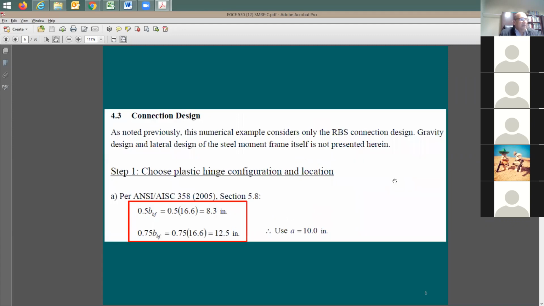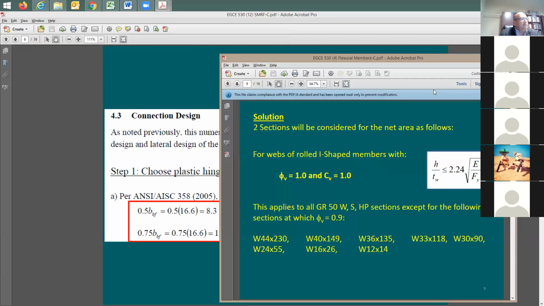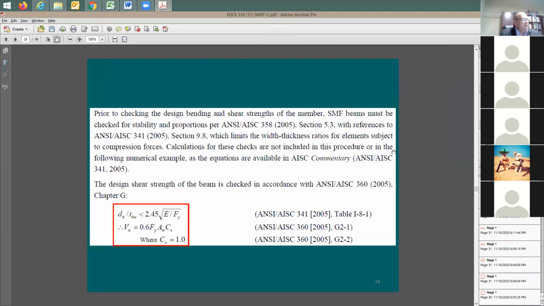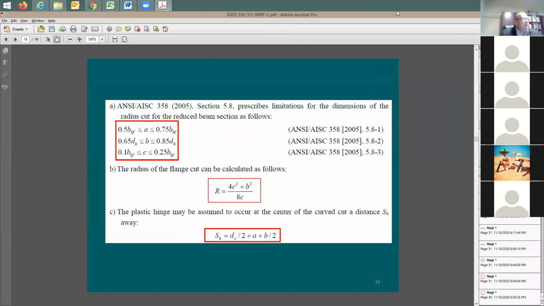So okay, number 2, I need to come up with what? The A, B, and C. For the RBS choice itself, I need to have A, B, and C. If you go back to our slide set, slide set number 11, which is this one here, I have a range for A, B, and C. So look at the first range.